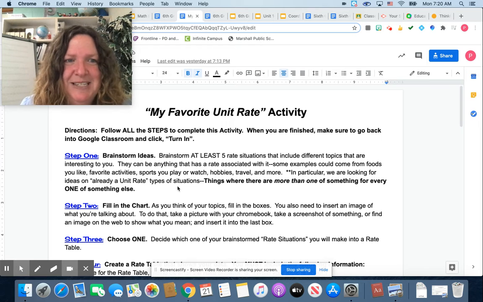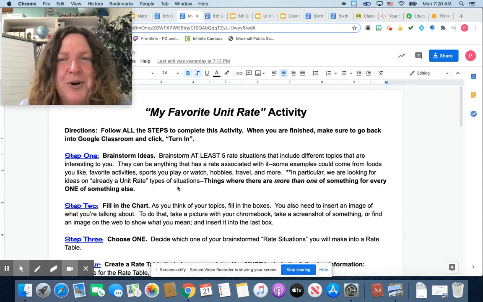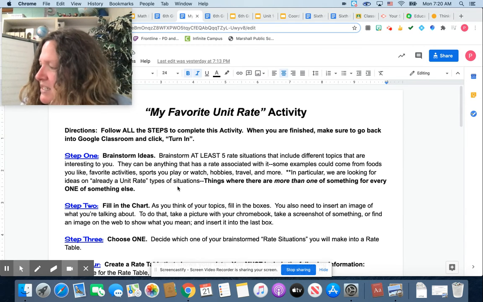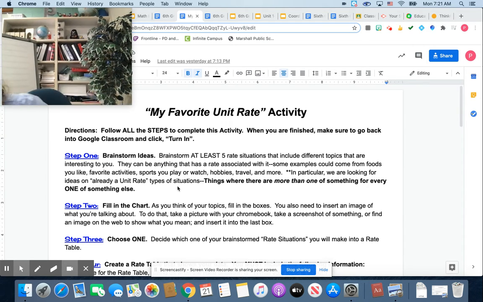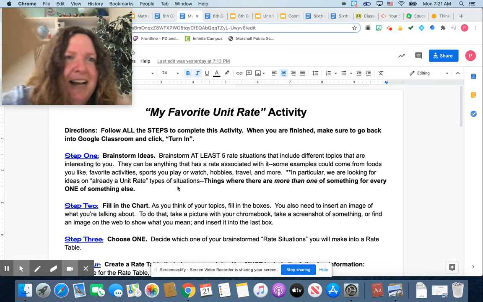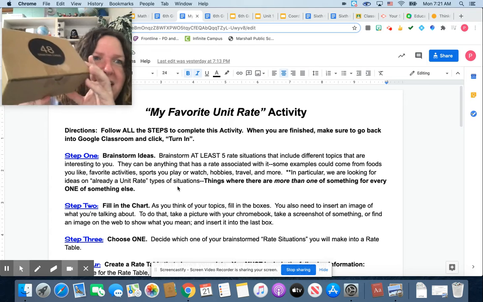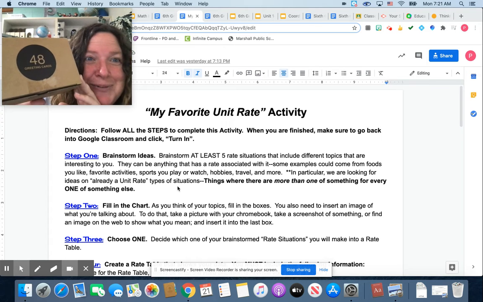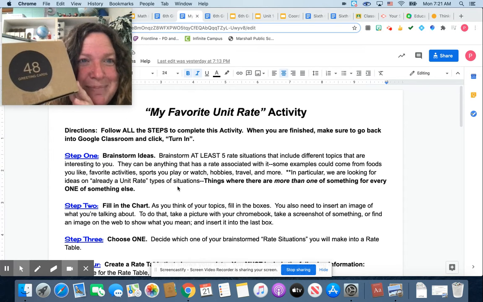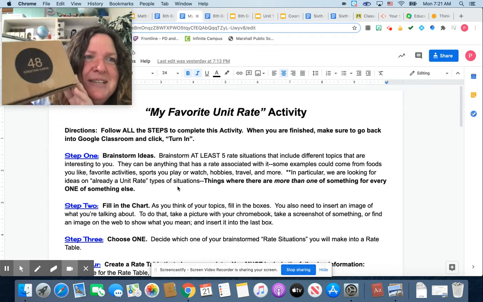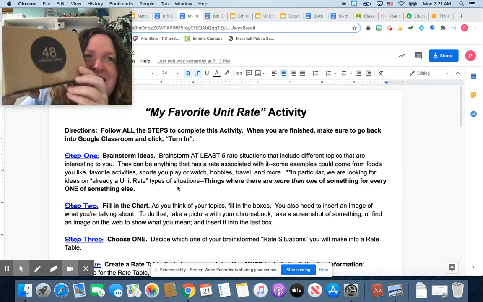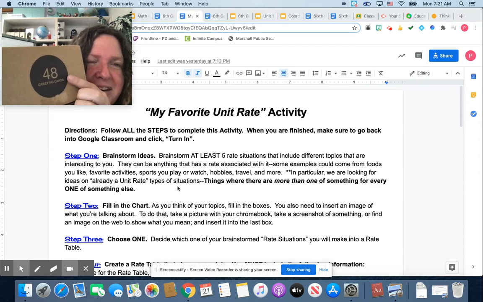Step one is to brainstorm as many ideas as you can about things that come in a unit rate. For instance, I just ordered a pack of birthday cards, partly so I could send you all birthday cards with a little surprise in for your birthday. You can see there's one box, and it even tells you right there there's 48 greeting cards.